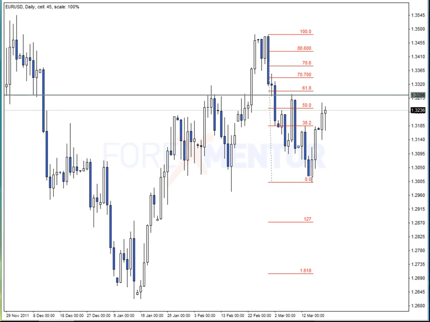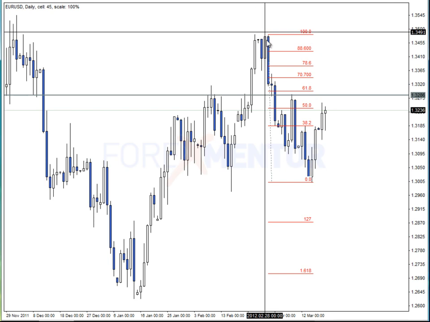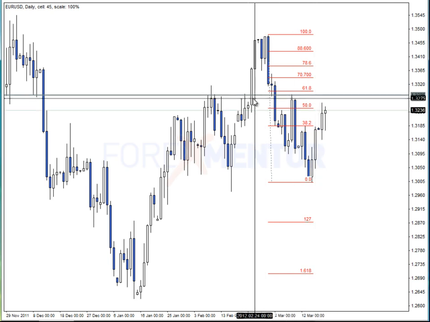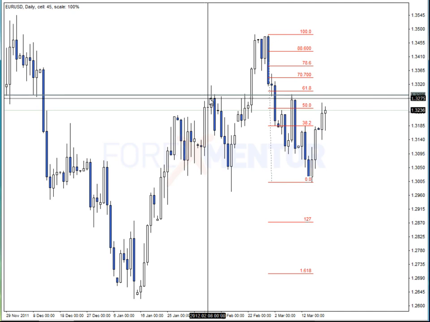Just having a look at the euro dollar. This is a daily chart we've got up at the moment, and what we're looking at here is we've identified an area of potential resistance around between sort of 3280 up to 3300 area. You can see we have this area of resistance across here. Look at the wicks on the chart.